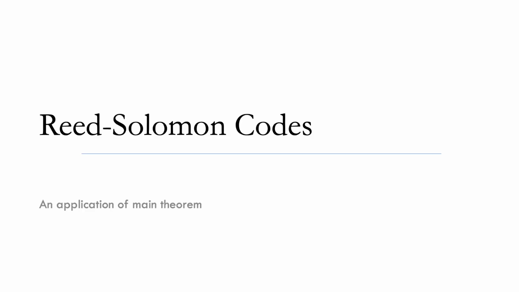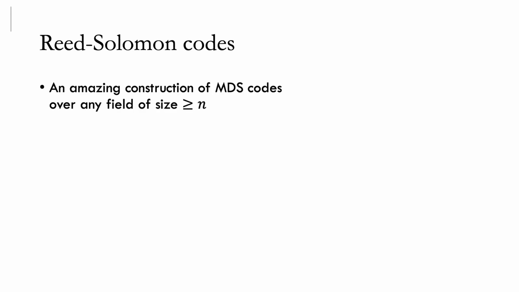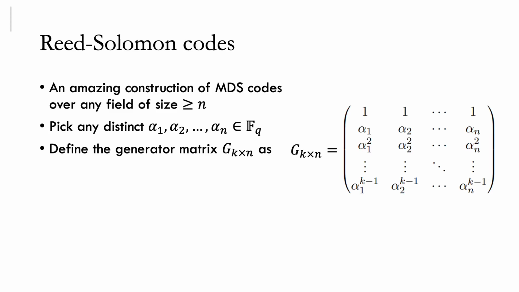Now let's discuss the main application of our theorem, which is for Reed-Solomon codes. Reed-Solomon codes are an interesting construction of MDS codes that work for any field of size at least n. In particular, you pick distinct generators alpha 1 through alpha n in our finite field, and then you define a generator matrix, where the first row is all ones, the second row is the generators, the third row is each of the generators to the second power, and so forth, all the way to k-1.